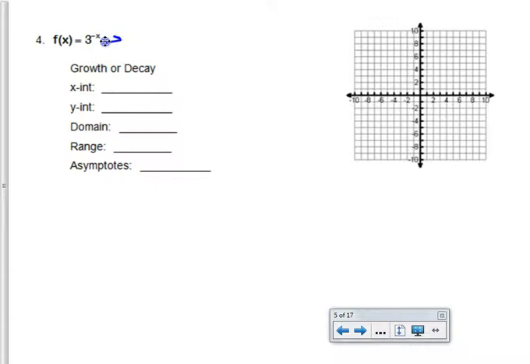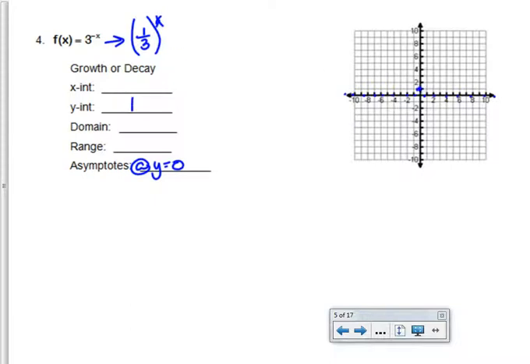Now this one's kind of a trick question. 3 to the negative x power is not actually a base of 3. It's really a base of 1/3 to the x power, because remember, negative exponents take your fraction and flip it. So that is not going to change anything about the asymptote. I still have an asymptote at y equals 0. And I still have a y-intercept at 1.